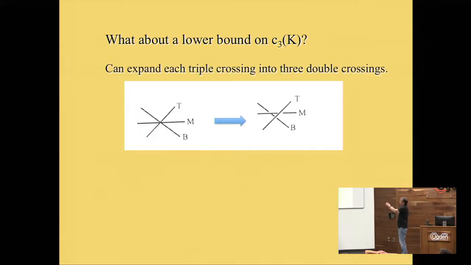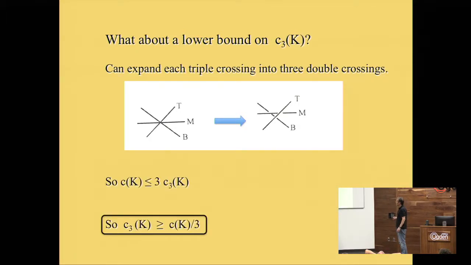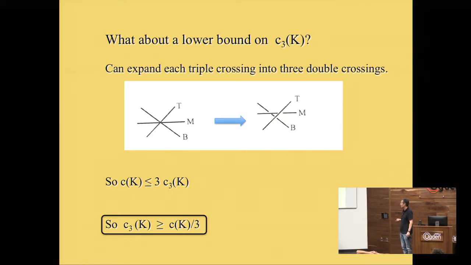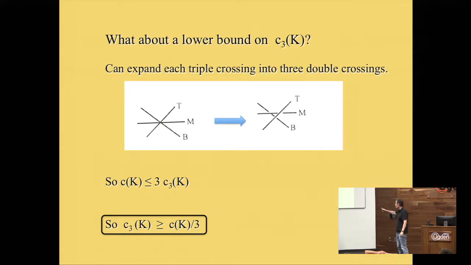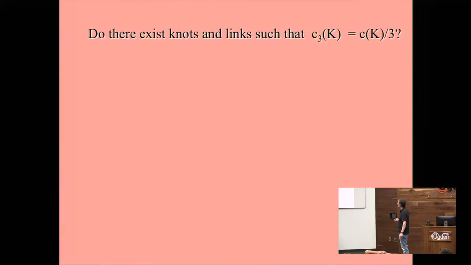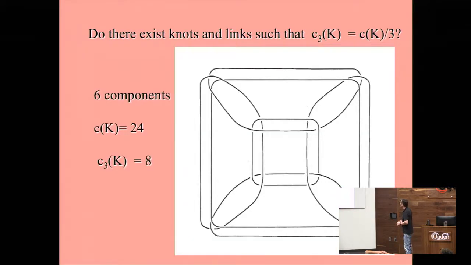If I have a triple crossing, as I said before, you can expand it into 3 double crossings, and that immediately tells you that the crossing number, the traditional crossing number, is less than or equal to 3 times the triple crossing number. Divide through by 3, and we say triple crossing number has to be greater than or equal to crossing number over 3. Can you realize that bound? Do there exist knots and links that have triple crossing number equal to crossing number over 3?